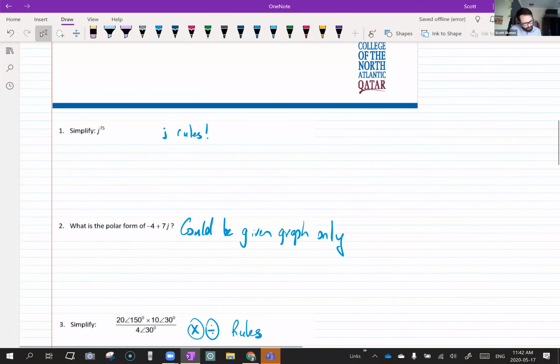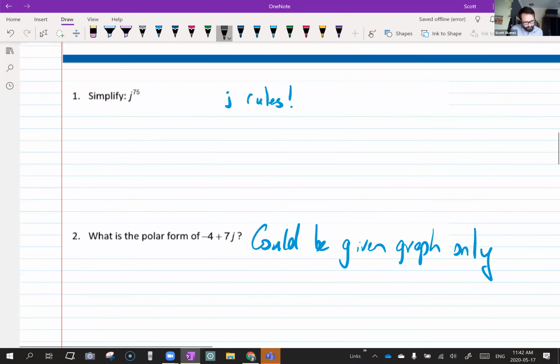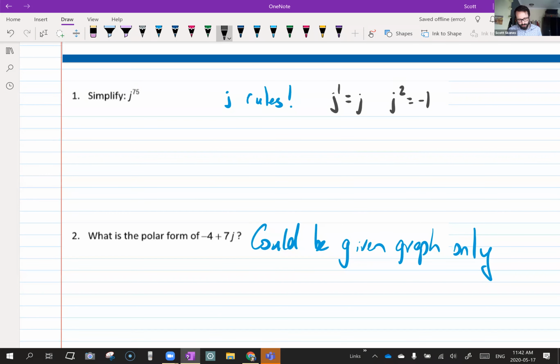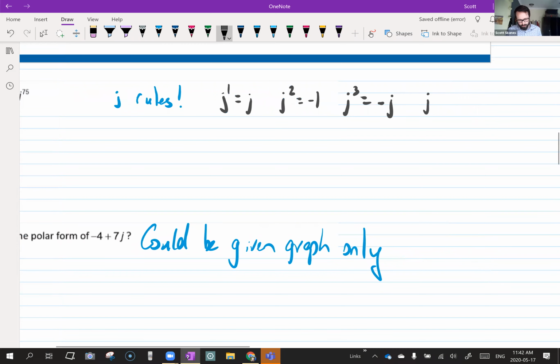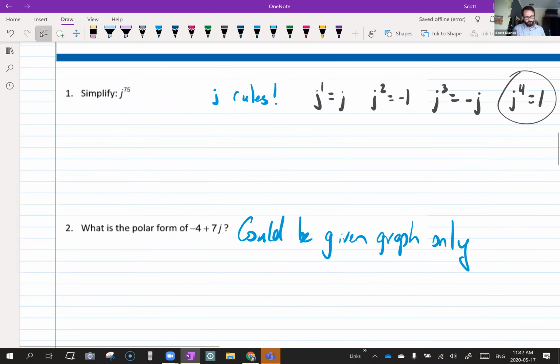So let's look at this. You need to simplify this. I said j rules. So you just need to remember that j to the power of 1 is j, j squared is -1, j cubed is -j, and j to the power of 4 is our special 1. And this is the best one, really. That's our most important one.